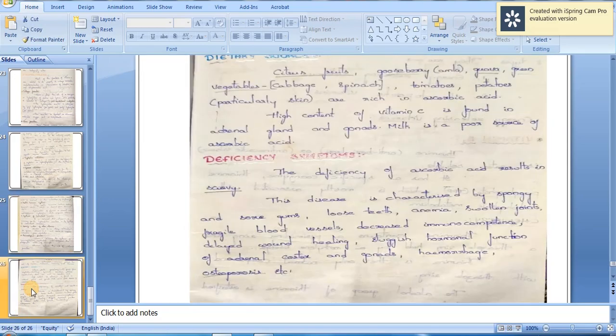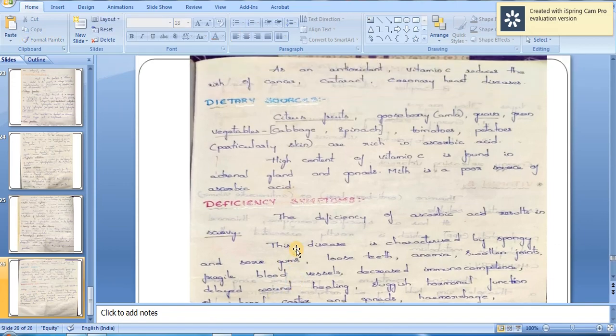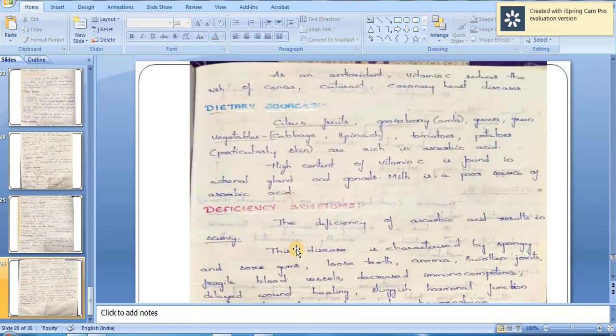Next, coming to the point, dietary sources of vitamin C. Citrus fruits, gooseberry, amla, guava, green vegetables like cabbage, spinach, tomatoes, and potatoes, particularly the skin, are rich in ascorbic acid. High content of vitamin C is found in the adrenal gland and gonads. Milk is a poor source of ascorbic acid. This is the dietary source of vitamin C.